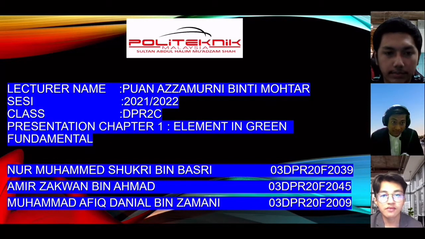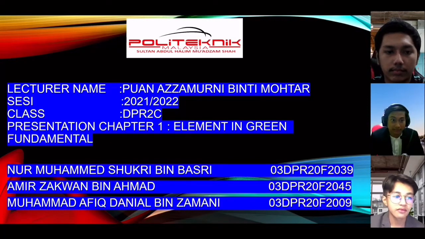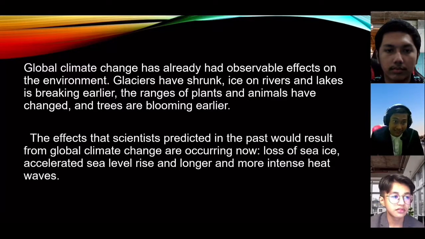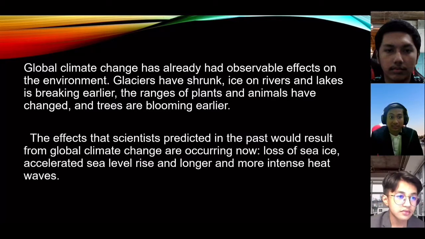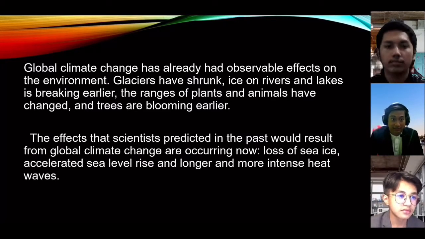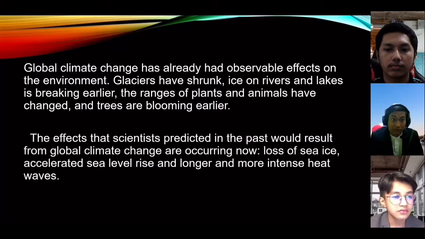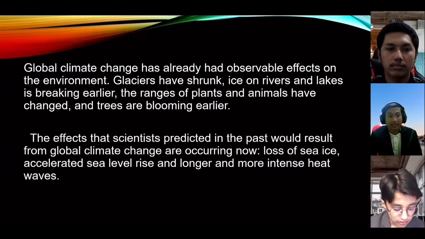We will start the presentation on Chapter 1, Elements in Green Fundamentals. Global climate change has already had observable effects on the environment. Glaciers have shrunk, ice on rivers and lakes is breaking earlier, the range of plants and animals has changed, and trees are blooming earlier. The effects that scientists predicted in the past would result from global climate change are occurring now: loss of sea ice, accelerated sea level rise, and longer and more intense heat waves.